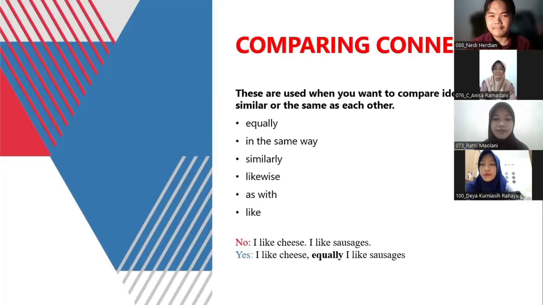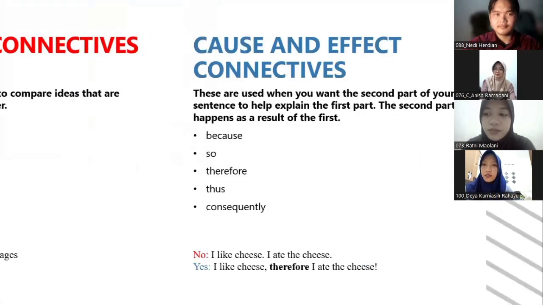Okay, next. Comparing connective. They are used when you want to compare ideas that are similar to or the same as each other. There are some examples of words that can be used for the comparing connectives like equally, in the same way, similarly, likewise, as with, and like. For example, the sentence is I like cheese, I like sausages. But we can also use I like cheese, equally, I like sausages. That's all. Next.